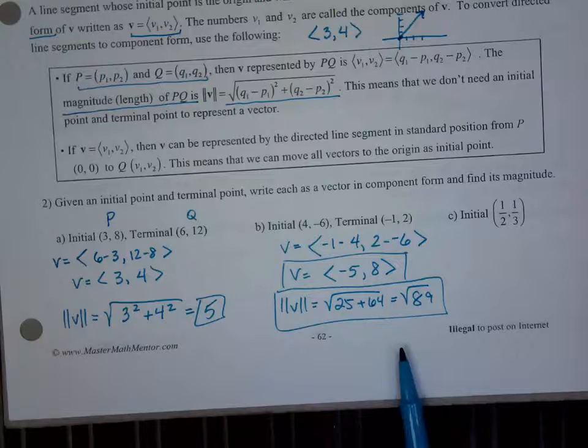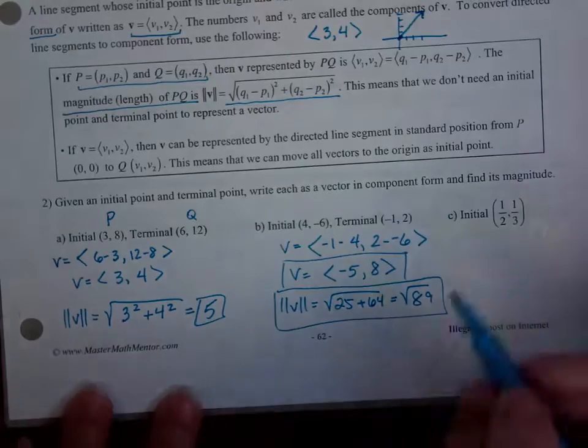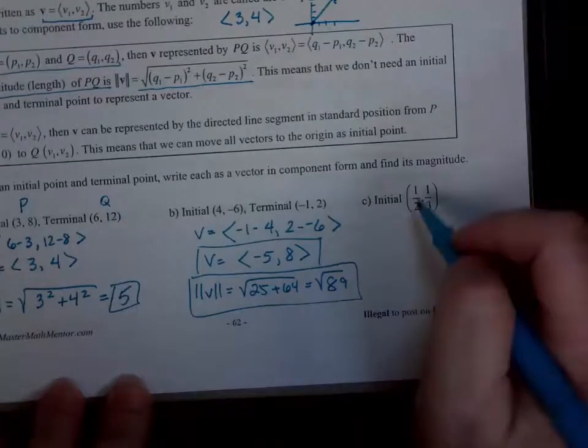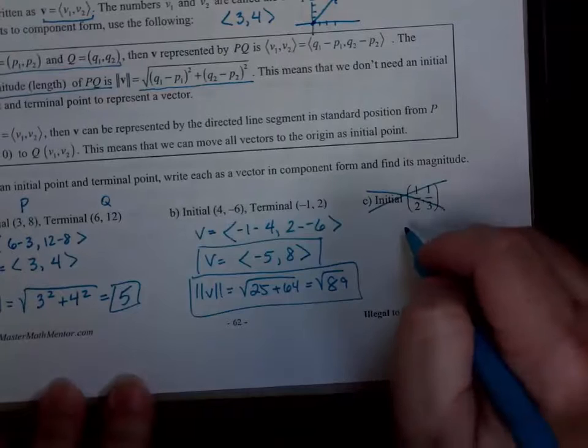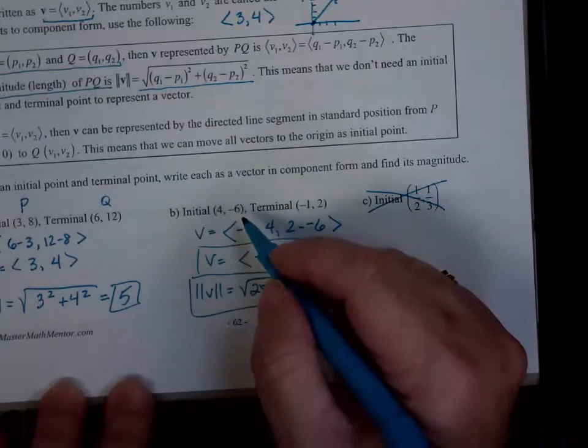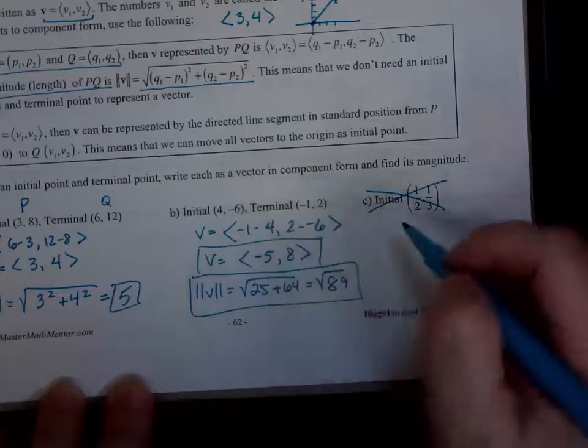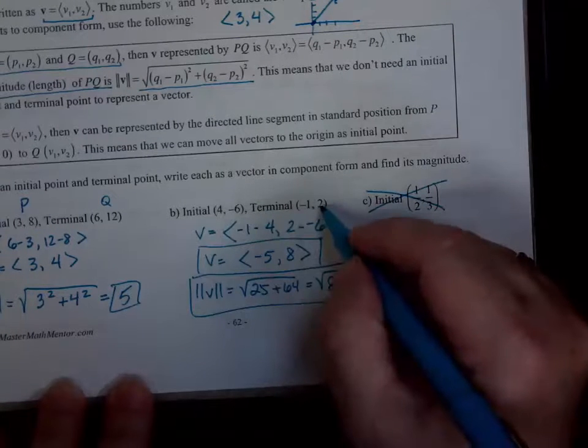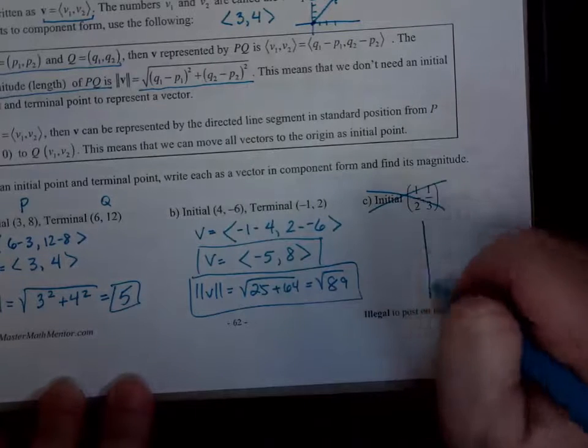Do I need to draw a picture? Would it help? Yes? Okay. So let's take this one right here, and I'm not going to do letter C, so I'm going to mark that out so I know that it's free area. 4, -6. Where is 4, -6? What quadrant? Fourth. And then -1, 2 is in the second, so I'm kind of covering the whole graph.